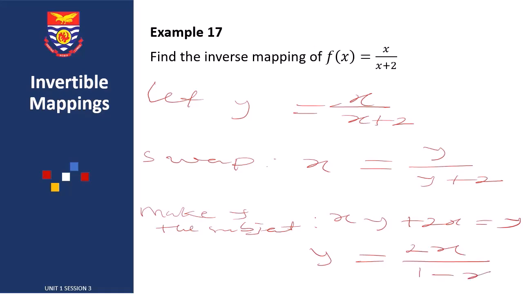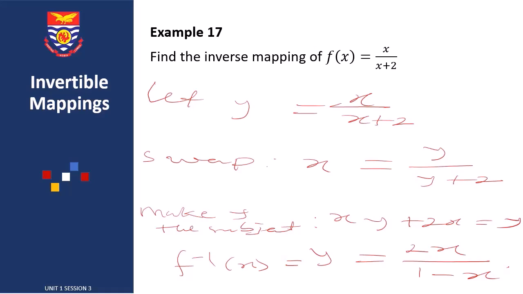Good. So this one is what we call the inverse. So f inverse of x is actually equal to this y, and that is 2x all divided by 1 minus x. Very interesting. Let's look at the next example.